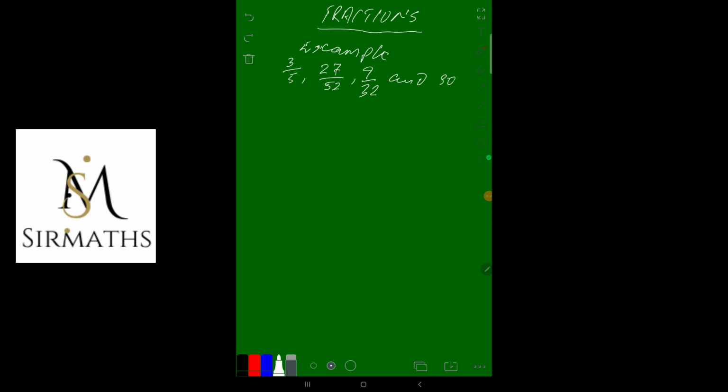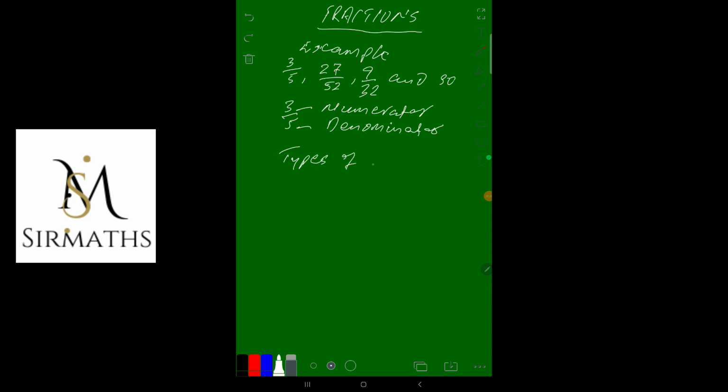Now, taking 3 over 5, the 3 above is what we call the numerator. And this one below is what we call the denominator. The denominator is the number of equal parts into which that particular object was divided. And the numerator is the part that is taken out of this total number of divisions. This is what we call fractions. We have different types of fraction.